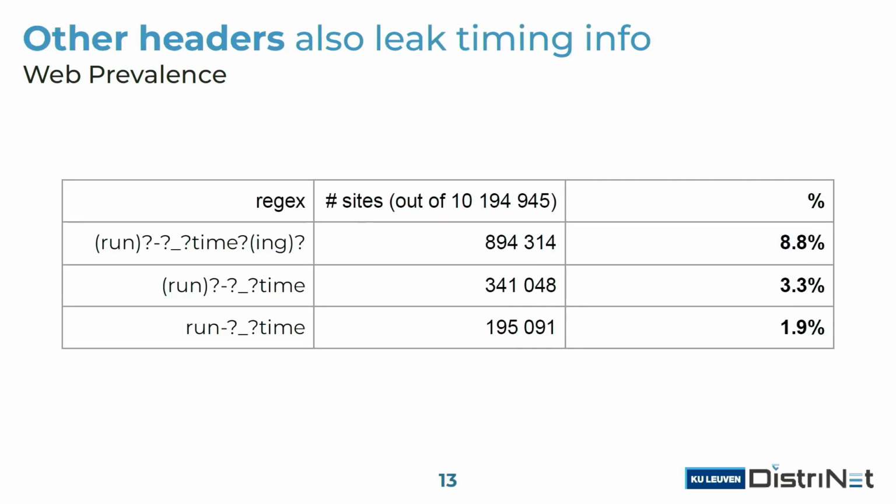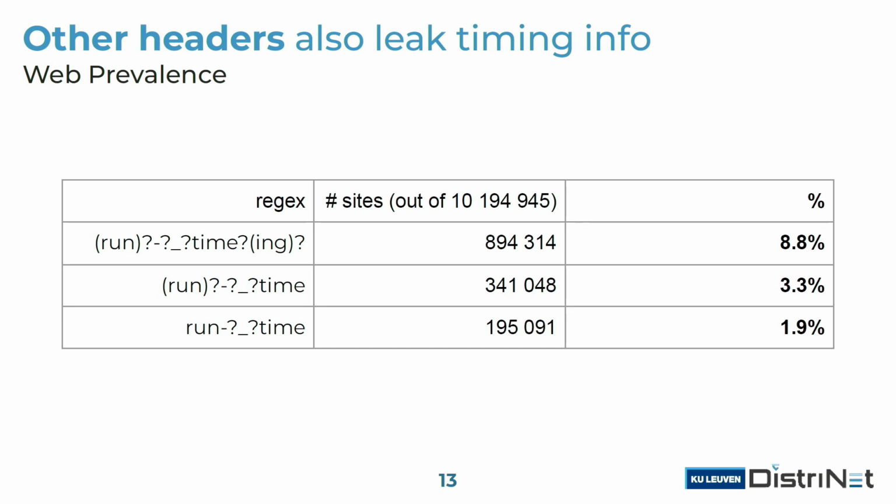We also briefly looked at other headers that may potentially leak timing information. We did this using multiple regular expressions. This is usually quite error-prone because a regular expression may contain a lot of false positives if you run it on headers and names of headers. So we ran a few. The bottom one is the most restrictive, which basically only tests if the header is called runtime in some way or another, so with maybe a dash or an underscore in between.